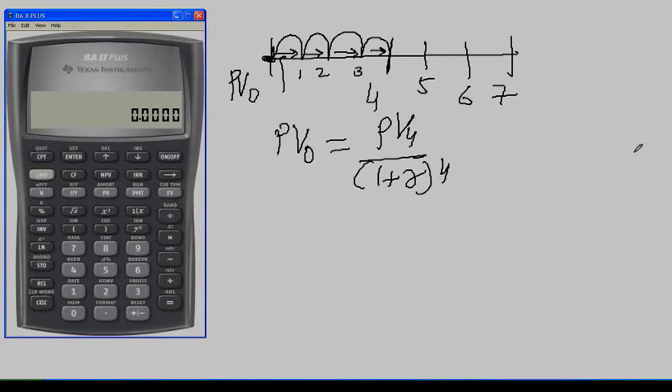Now one more type of problem which you will be getting in the examination. Discounted value at the 4th year moving backwards. Yes, we will move backwards. So whatever the 4th value we have, we will bring it back to 0. Discount it back to 0.